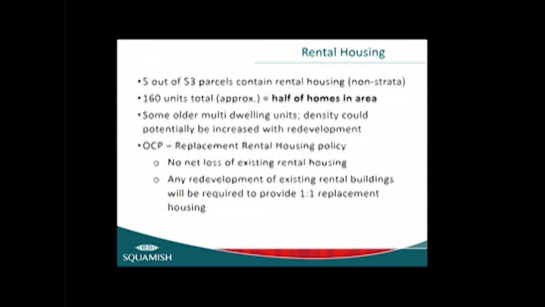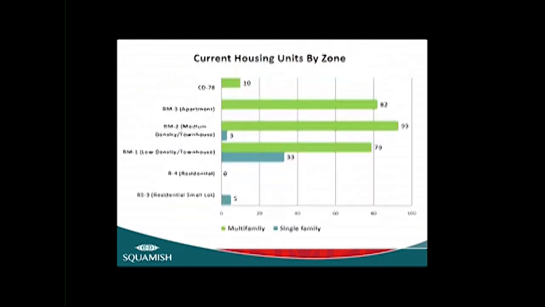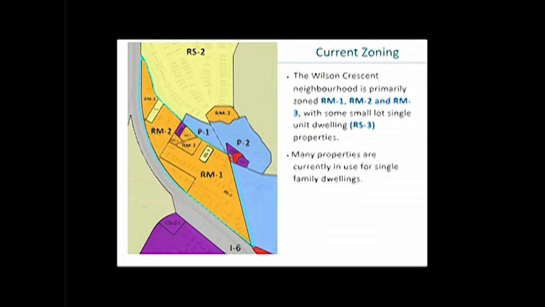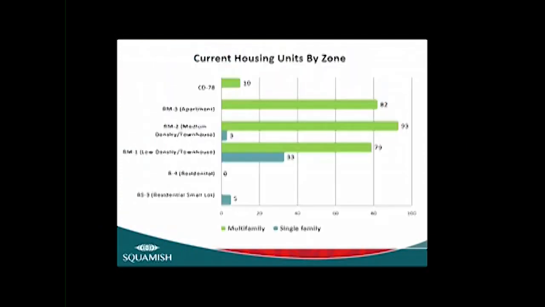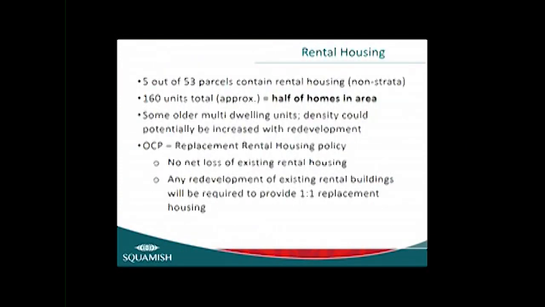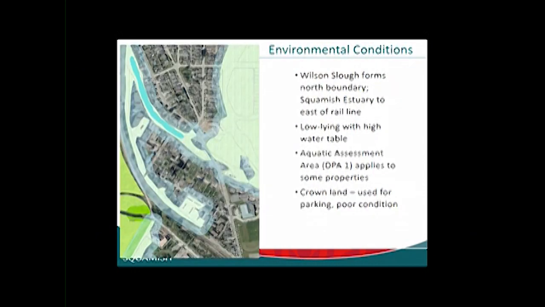Some of those older multifamily properties, RM1 and RM2, are built at quite a low density by today's standards. So there is potential on some of those properties, just going back to the RM2 and 3 zones, some of those may come in, they're older properties, they may come in looking for additional density too. So the OCP does have a replacement rental housing policy, no net loss of existing housing, and a 1-to-1 replacement of units is kind of the basic starting point of the rental housing.